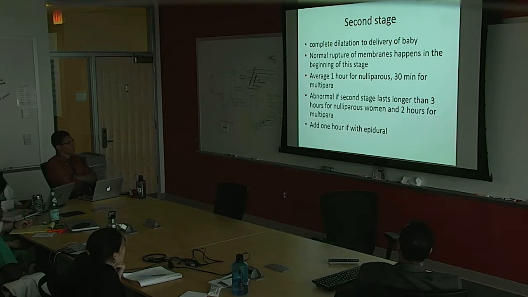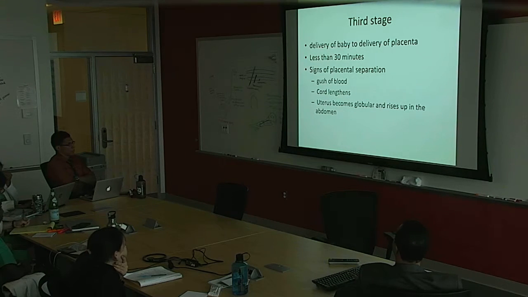Second stage, complete dilatation to delivery of the baby. Normal rupture of membranes happens at the beginning of this stage. Average about 1 hour for nulliparas and 30 minutes for multiparas. Abnormal if the second stage lasts longer than 3 hours in nulliparas and 2 hours for multiparas. Okay? And add 1 hour with the epidural.